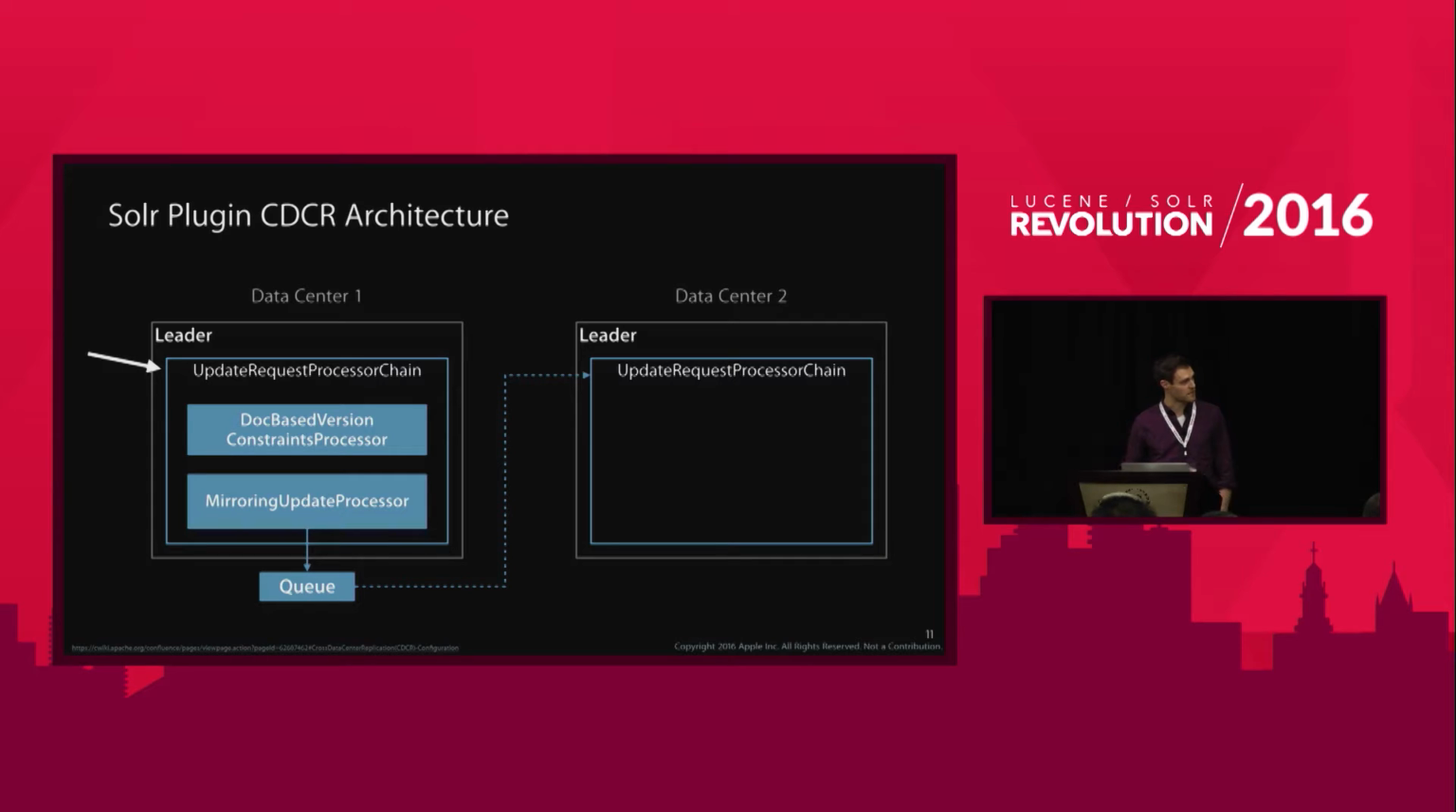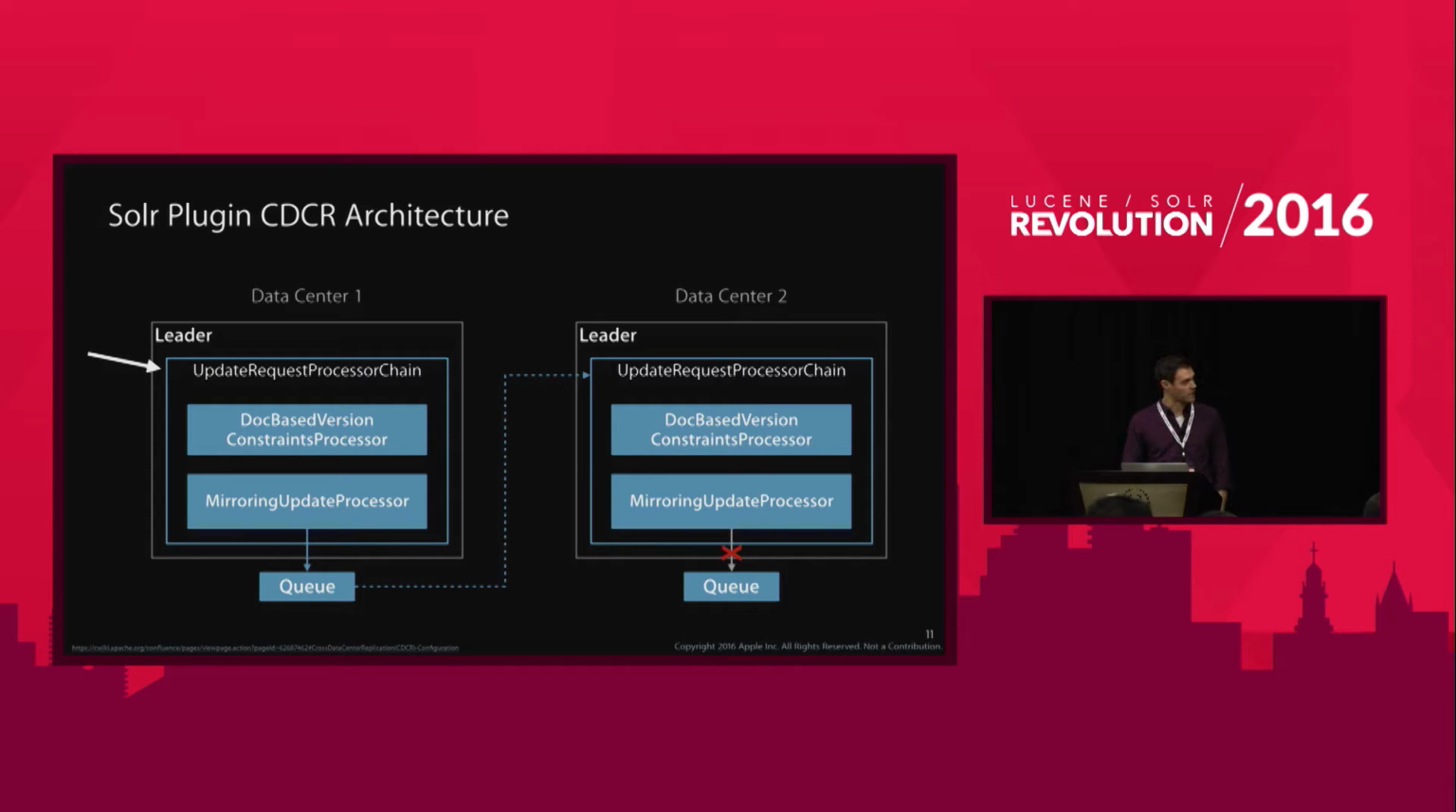So when an update makes it to data center 2, the target, if you will, it goes through the same exact update processing steps. We go through the doc-based version constraints processor in case any updates were reordered in the queue or the mirror or anything like that. And then we again go through this mirroring update processor, but this time we don't write it to the queue. The way we prevent that is that before enqueuing updates, we add an extra parameter, which acts as a flag saying this is already coming from Solr, don't enqueue this again. And so we protect against those circular mirroring things that way.